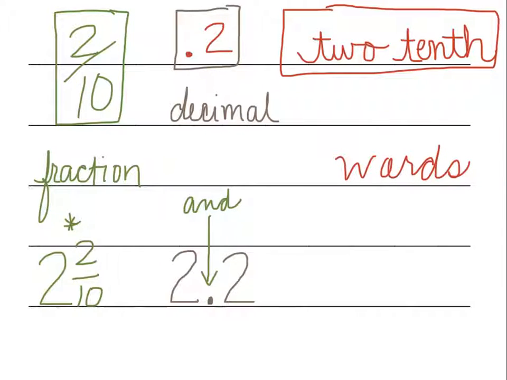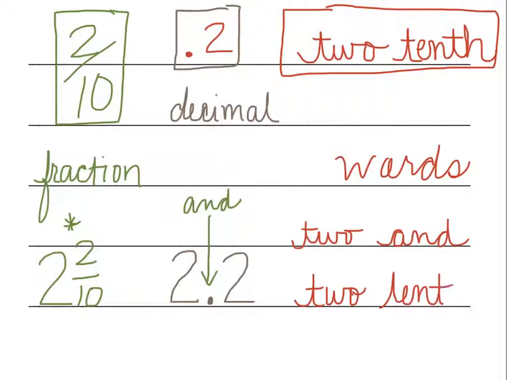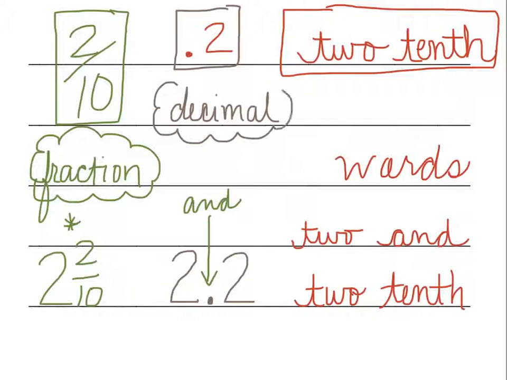Here, 2 and 2/10. And then when you go to write it out in words, you are writing out exactly what you are saying, which is 2 and 2/10. So again, we have fraction written out. We have a decimal form of the same number, and we have words. Key to remember is the decimal is said as an and.